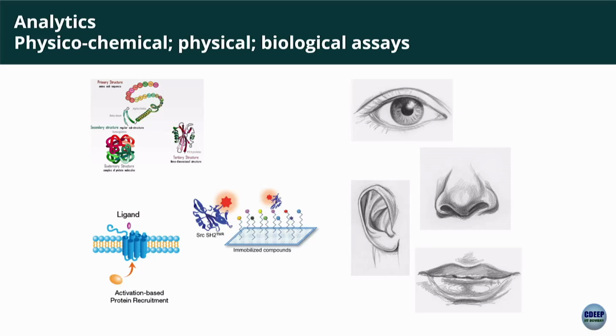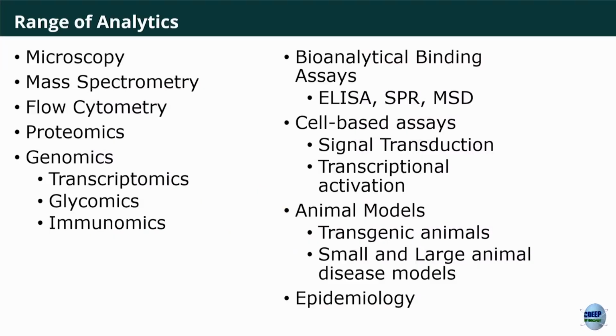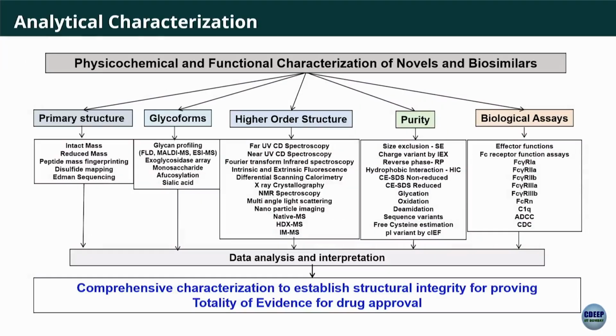Right? The analytics is the eyes, ears, nose and the mouth of the process and the product, right? You have to be able to measure the product very specifically. And there are a whole bunch of tests that you can do. I like this slide, it's a busy slide, but you will have all these slides if you've downloaded them. Whenever you look at analyzing anything, whether it's a small molecule or a large molecule, you have to start with primary structure, and all these tests can be done for primary structure.